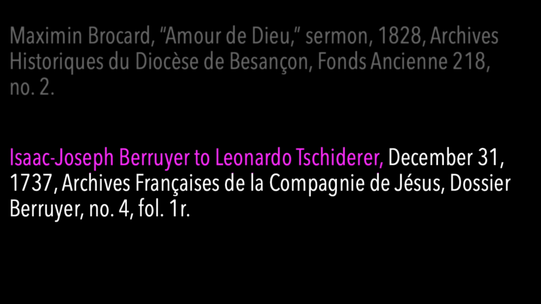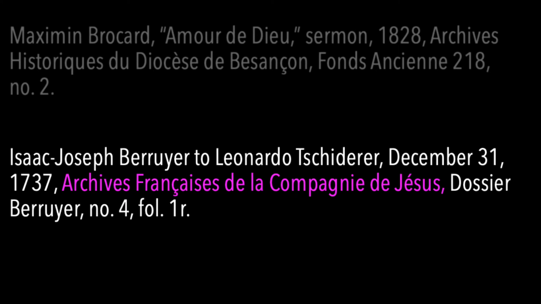Isaac Joseph Berruyer to Leonardo Schiederer, December 31st, 1737, right? That is the form that letters take when you identify who it is and what it is. And then you follow my guidelines of the depository and collection. So the depository, or the archive, is the Archives Françaises de la Compagnie Jésus. The collection is the Dossier Berruyer, and then the identifying information from that collection, right?